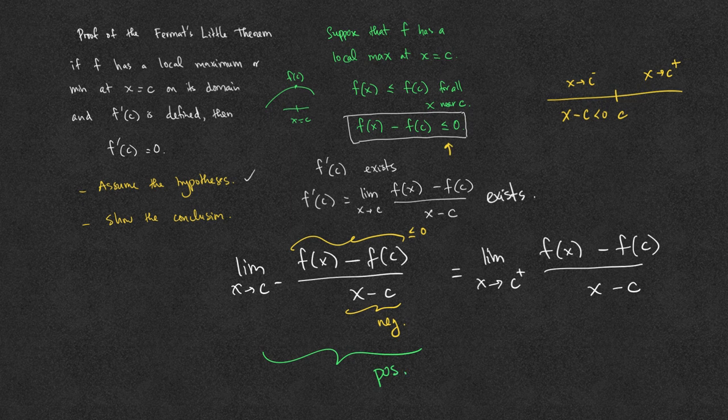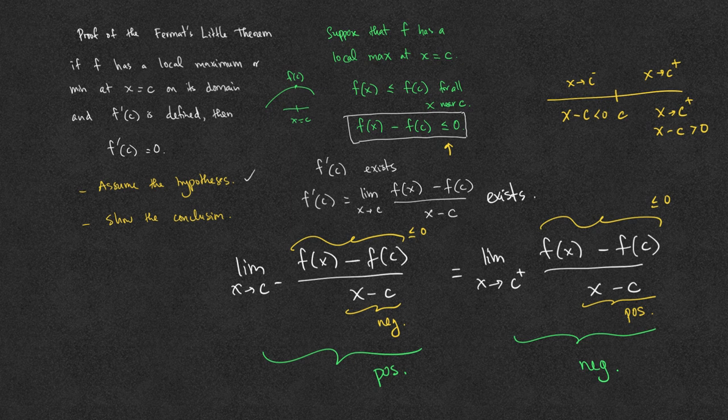On the right-hand side of the equal sign, f of x minus f of c is always less than or equal to 0 because f of c is the maximum value. On the right-hand side, as x goes to c from the right, x minus c is positive. And so in this case, the denominator is a positive number. A non-positive over a positive number is a non-positive, or simply put, a negative number. And so on the right-hand side, this is a negative number.